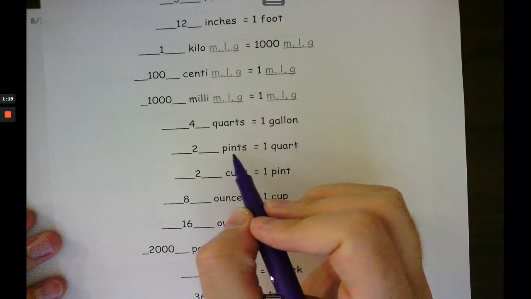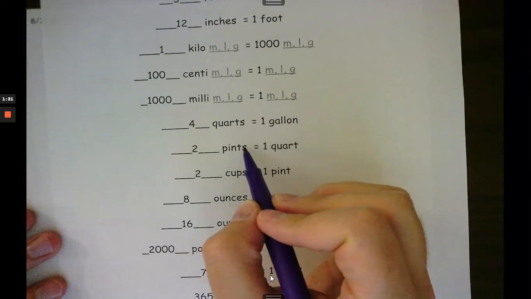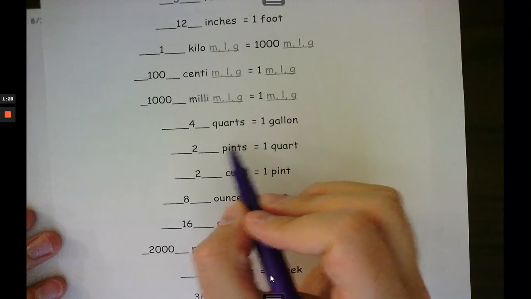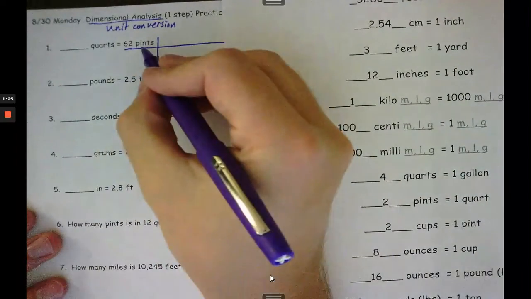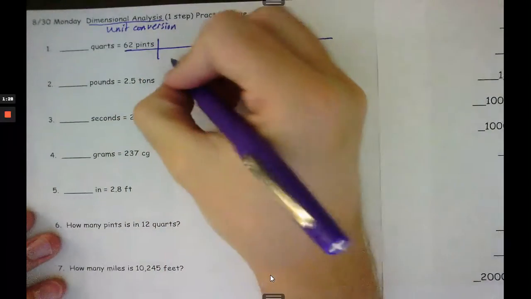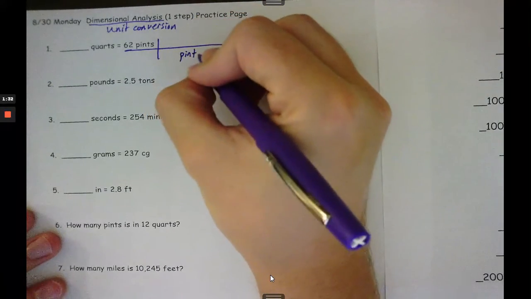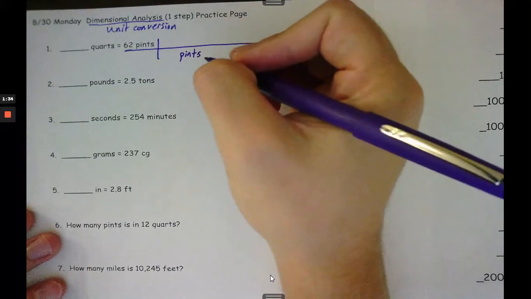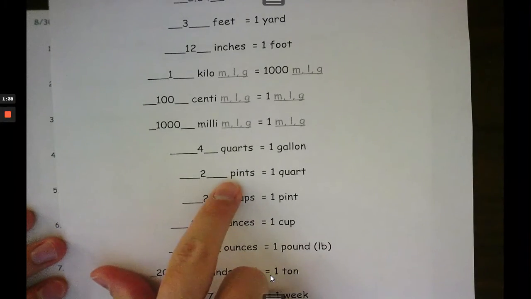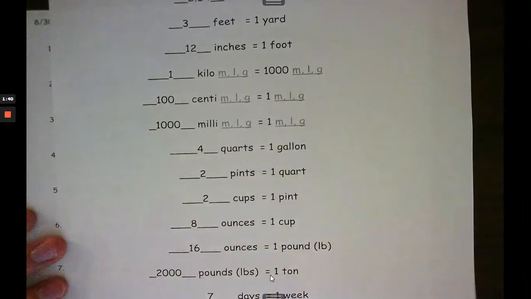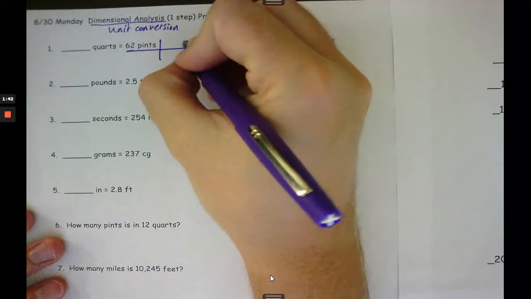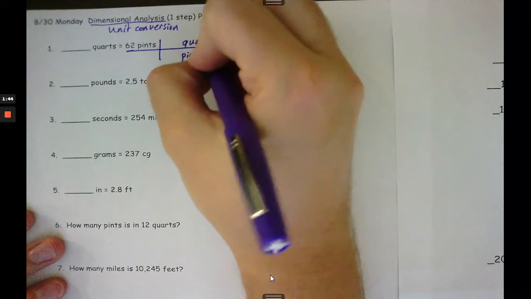Okay, now here's the thing we got to remember. We want to get rid of pints. Okay, because that's what we started with. We started with pints, so I know that pints needs to go on the bottom. Because kind of like when you have a fraction, if you have something divided by something, it cancels out. Okay? And we want to see what we can change pints into. So again, we can change pints directly into quarts, which is exactly what we want. So we need quarts on top.